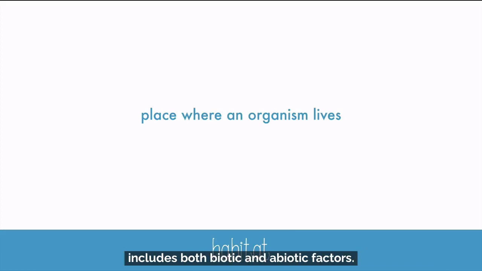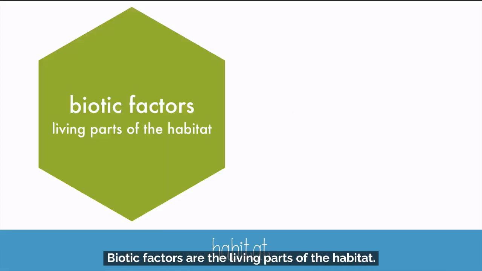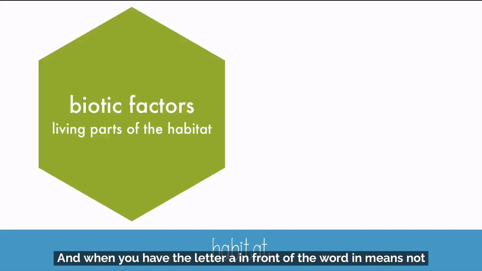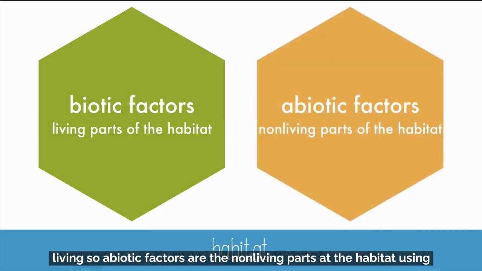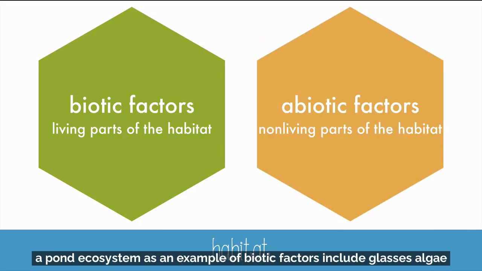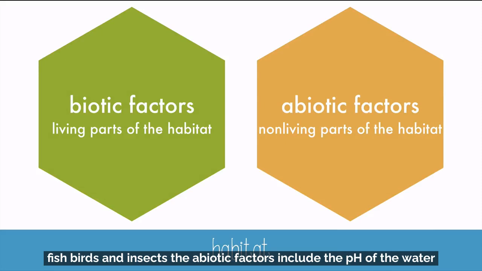A habitat includes both biotic and abiotic factors. Biotic factors are the living parts of the habitat, and when you add the letter A in front of the word, it means not living, so abiotic factors are the non-living parts of the habitat. Using the pond ecosystem as an example, biotic factors include grasses, algae, fish, birds, and insects. The abiotic factors include the pH of the water, rocks, soil, the sunlight, and temperature.